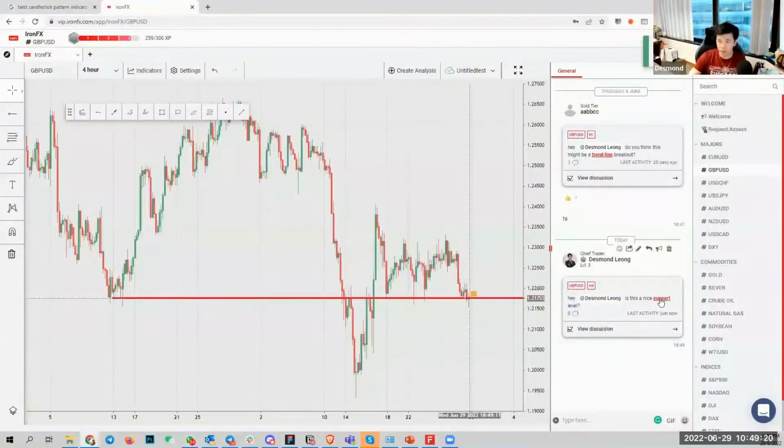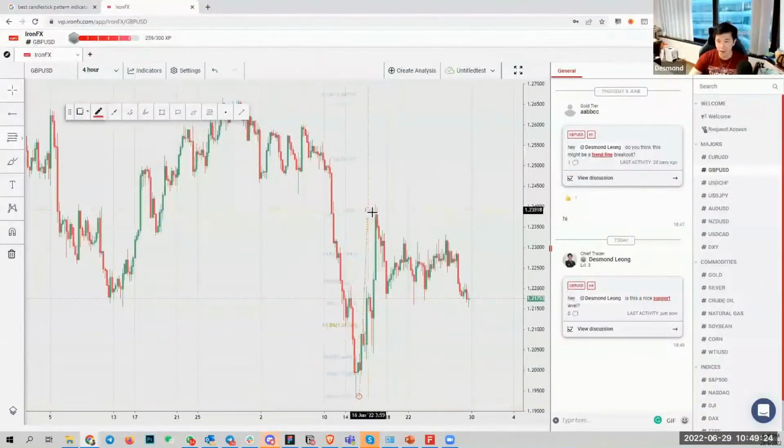So you can practice your trend lines, you can practice your support and resistance, you can practice your Fibonacci, right? Anything that you do, you can link to your text and I can reply to you. So this is an additional bonus that we're going to give for you guys.